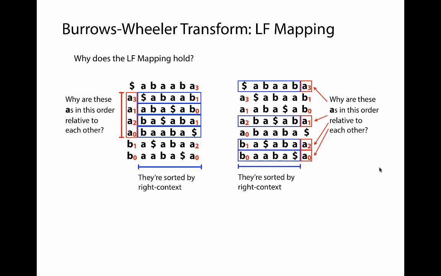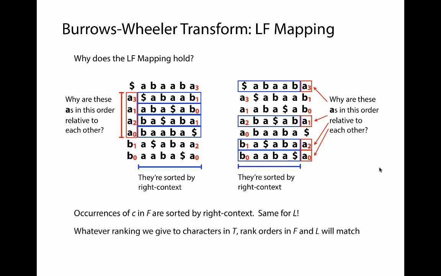So if you pick a character and look at the occurrences of that character in the first column and think about why they're in that order, it's because they're sorted by their right context. And if you do the same thing for all the occurrences of that character in the last column and think about why they're in that relative order, same thing. They're sorted by their right context. So we can say occurrences of C in the first column F are sorted by their right context, and the same is true for L. Therefore, whatever ranking we gave to these characters, the particular ranking doesn't matter, as long as each character has a distinct rank. We'll see the same rank orders in F and L.